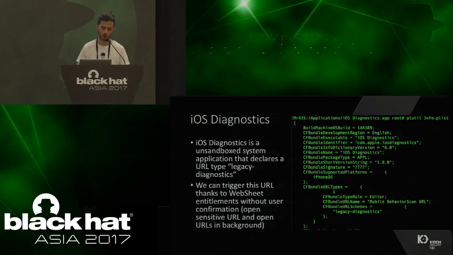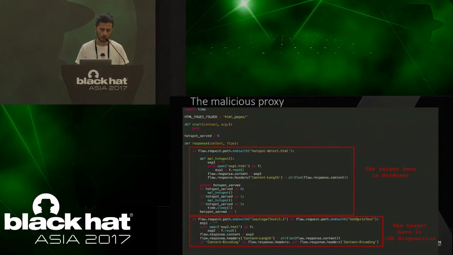But I just found it because I was auditing all the URL handlers on iOS and trying to see if everyone was using HTTP or HTTPS. And it turned out that this one was. And so we can jump into this. So this is some kind of crappy code of the malicious proxy. As you can see, it's very simple. The first part is targeting the WebSheet and just serves something. And the second one handles requests made by the other application.